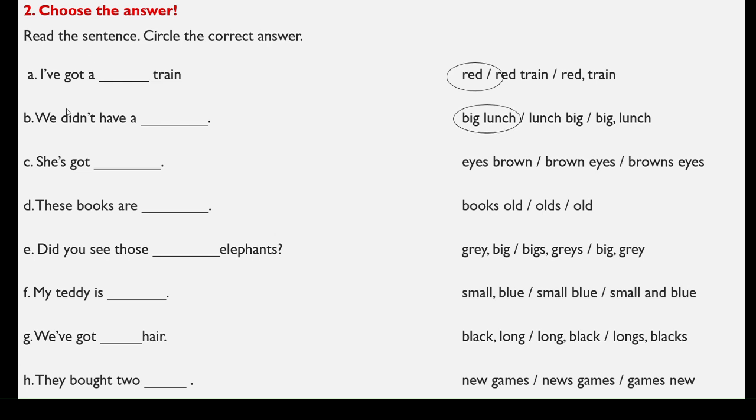And here we didn't have a big lunch, lunch big. We cannot use an adjective after a noun, and we don't need a comma. So the best choice is big lunch. You have only 1 minute to complete this task.